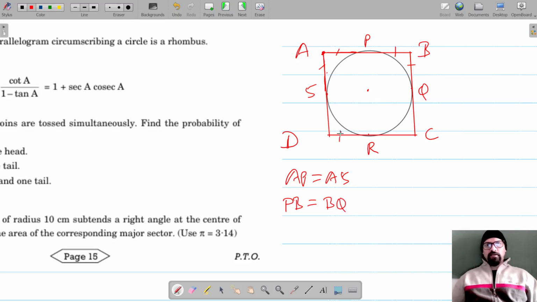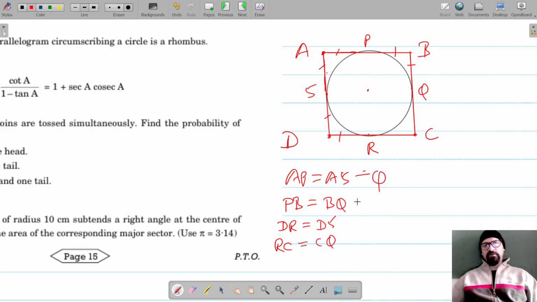And let's take this side now. Similarly, DR is equal to DS. D is an external point from where there are two tangents, DS and DR. And C is an external point where we have two tangents, RC and CQ.